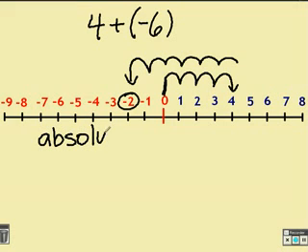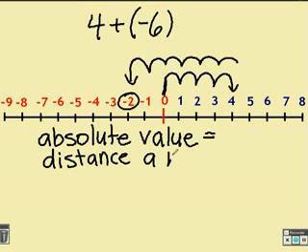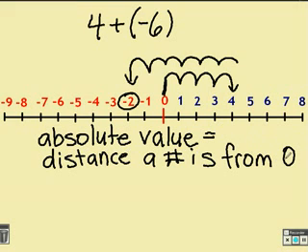Absolute value, you're used to talking about which is bigger, which is smaller. Well, absolute value is the distance a number is from 0. So it's got nothing to do with which is bigger or which is smaller. It's the distance it is from 0. So we show absolute value like this. So the absolute value of a positive 4, it's 4 away from 0.